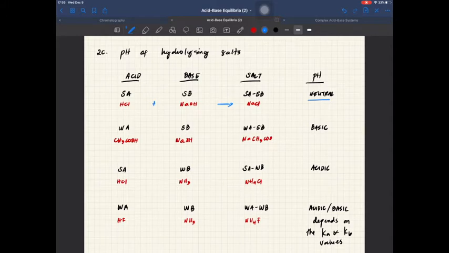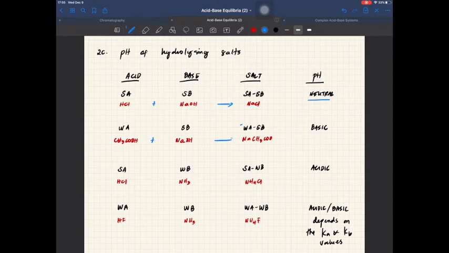On the other hand, salts that are produced from the reaction of weak acids and strong bases tend to undergo hydrolysis. So for example, if we have acetic acid, which is a weak acid, reacted with a strong base, sodium hydroxide.